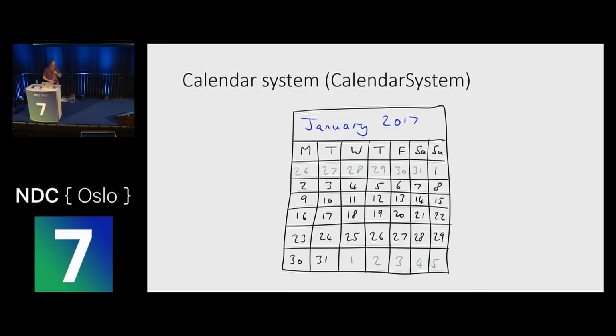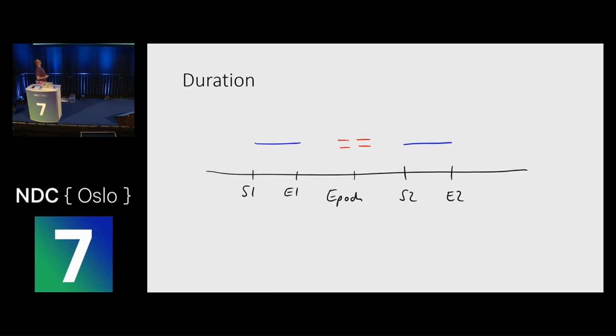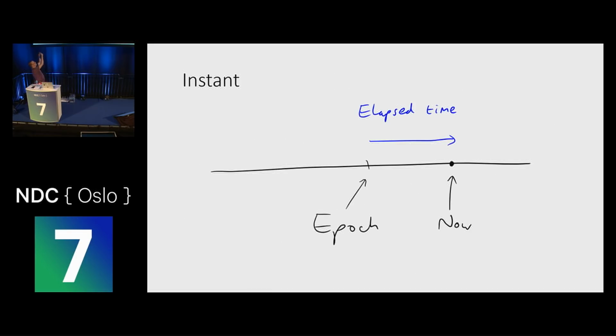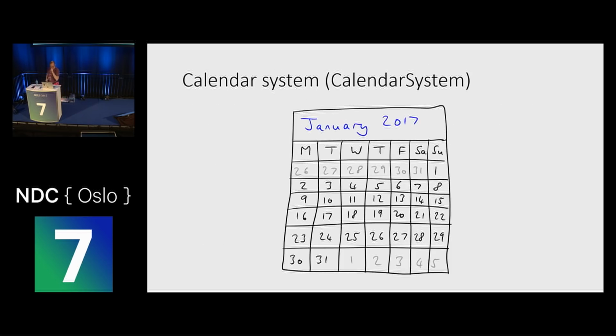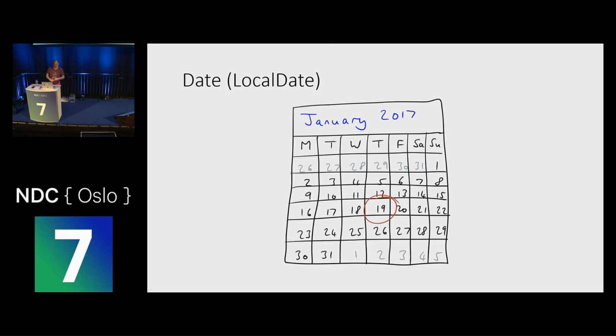So, if you ignore time zones, you can imagine that timeline that we've had before and break it up into years. Again, ignore time zones. Break it up into years, break each year up into months, break each month up into days, and you're good. And what you get from that is a date, a local date. We call it that in both Noda Time and in Java Time. Not sure about other frameworks.